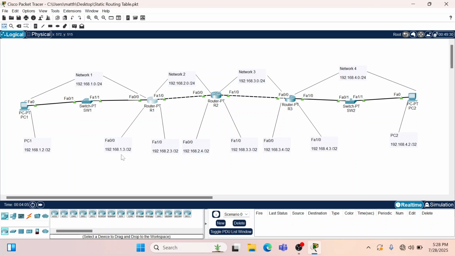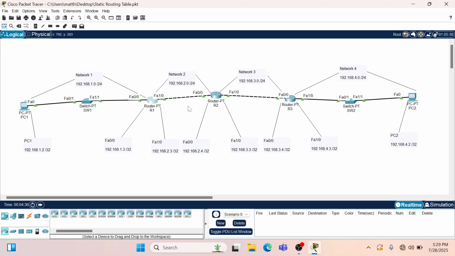So I've got four networks here. I've got network 1, which is 192.168.1.0, network 2, 2.0, network 3, 3.0, and network 4, 4.0. And in network 1, I've got one PC and a switch, and then in network 4, I have a switch and PC2. And network 2 and network 3 are just point-to-point networks.